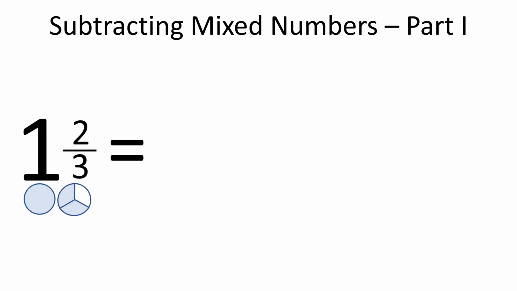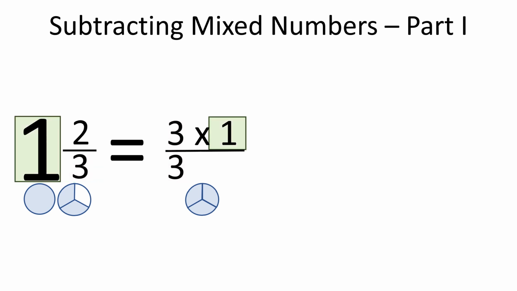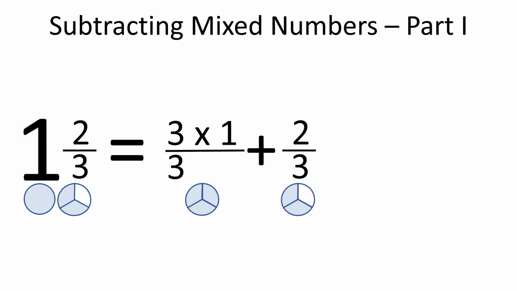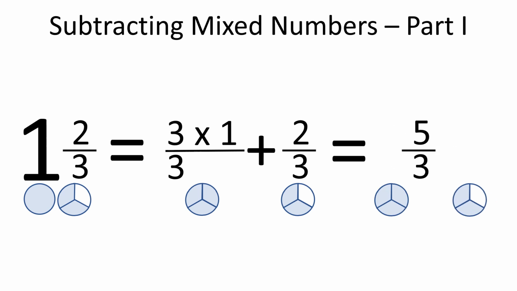Next, we have to represent 1 and 2/3 as an improper fraction as well. Here, the whole was also divided into 3 parts. So 1 whole is equal to 3/3. As we have 1 whole, we have to multiply the numerator by 1. And then we have to add 2/3 to that. So we have 3/3 plus 2/3, or 5/3 in total.